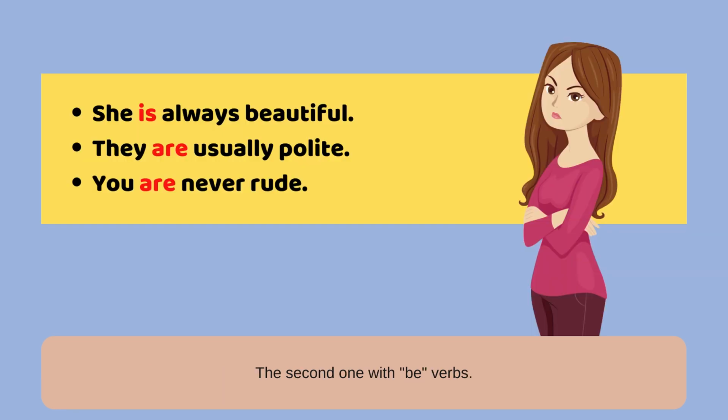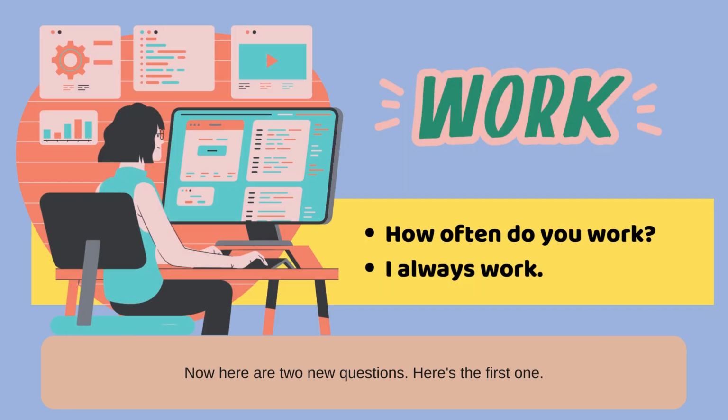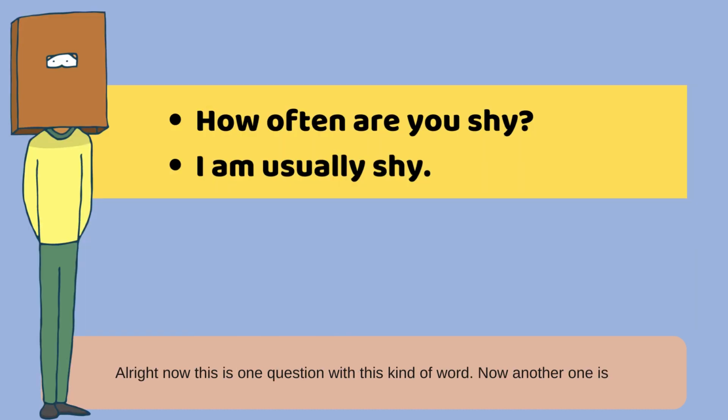The second one is with be verbs. She is always beautiful. They are usually polite. You are never rude. Now here are two new questions. Here's the first one. How often do you work? I always work. Now this is one question with this kind of word. Another one is: how often are you shy? I am usually shy.